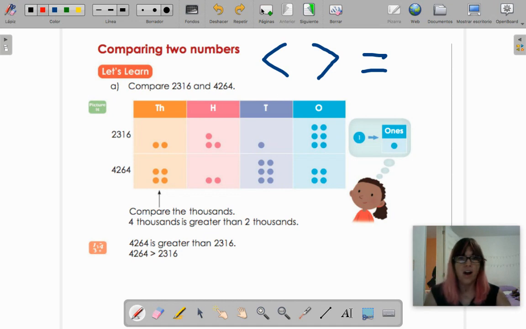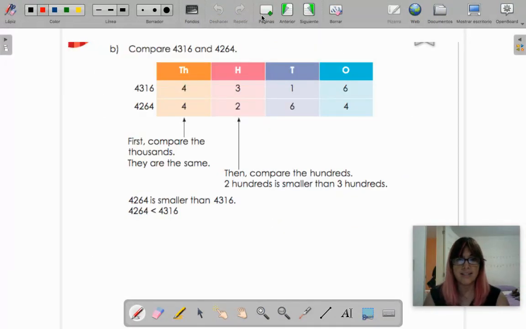Excellent. Okay, let's go to the next example. Now let's look at this one. We have 4,316. Here, now they don't put the discs. They just put the digits. You can do that in your whiteboard to practice or on a paper, a post-it, something. So 4,316. And then the other is 4,000. We put 4,264. The same as before.